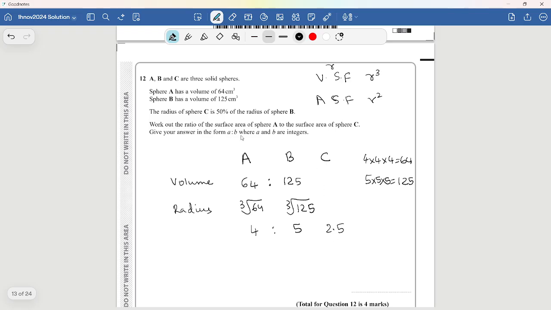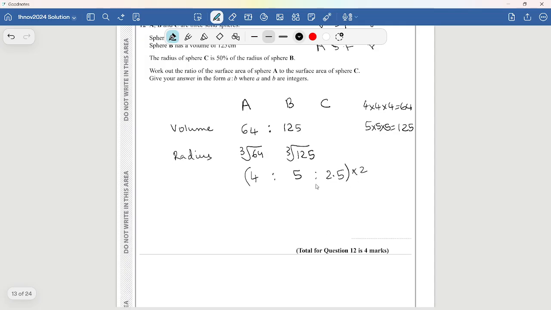But since the answer needs to be in the form of integers, I want to get rid of this decimal value, so I can scale up these ratios. If I double 2.5, I can get rid of this decimal. I need to scale up the entire ratio. So if I do this times 2, then 2.5 times 2 is 5. Double of 2.5 is 5. Double of 5 is 10. Doubling 4 gives you 8. Now I get this as a ratio for the radius of A, B, and C.